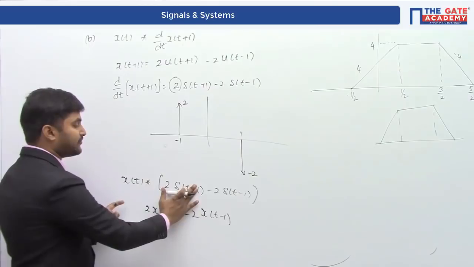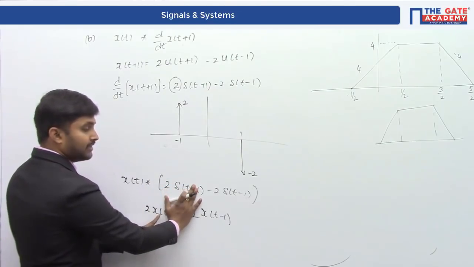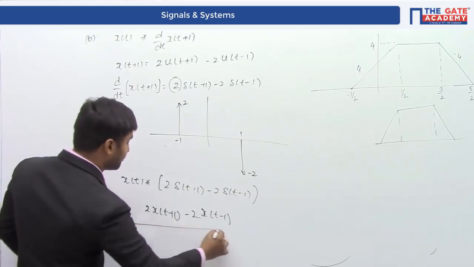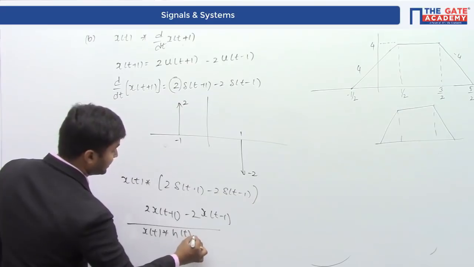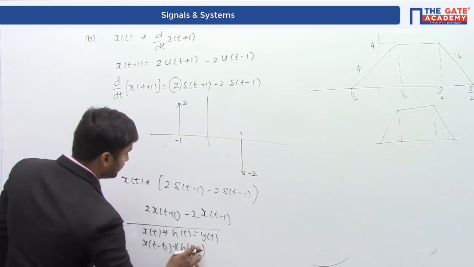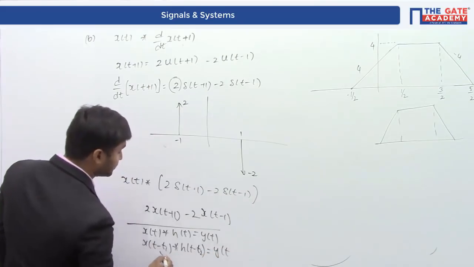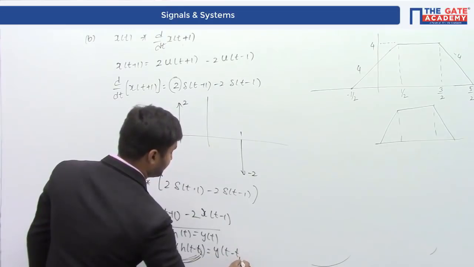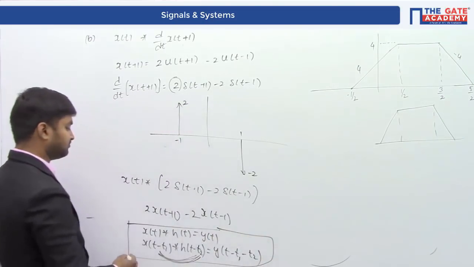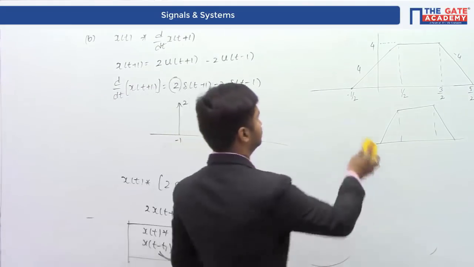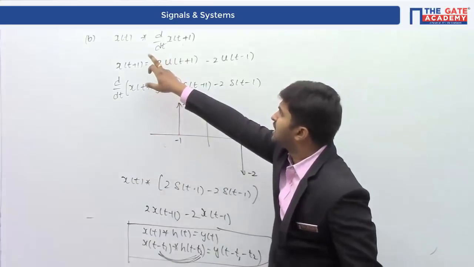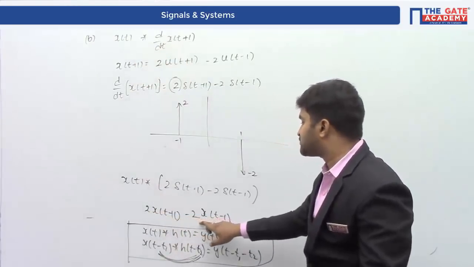If you only have x of t convolved with delta of t, it is going to be x of t. Because you have a shift here, there will also be the shift in the output. Here we are using the property that if x of t convolved with h of t is y of t, then x of t minus t1 convolved with h of t minus t2 will be y of t minus t1 minus t2, the summation of total shift. So ultimately the convolution of these two functions is going to be 2 into x of t plus 1 minus 2 into x of t minus 1.